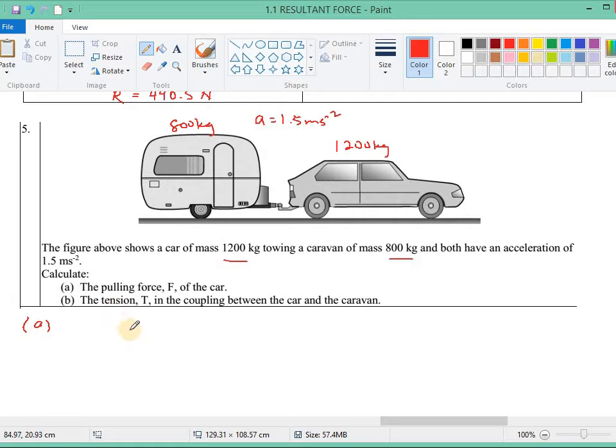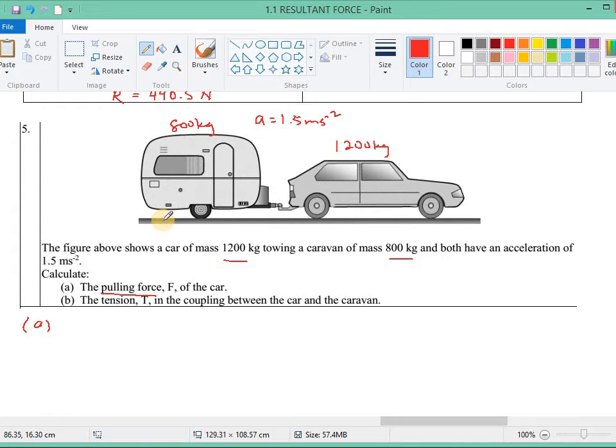Okay, pulling force. The pulling force comes from the car engine. So the pulling force from the car engine must be strong enough to pull, and this pulling force acts on both the car and also the caravan. A lot of people always mistake that the pulling force is pulling the caravan only. That is not the case. If you count like that, then it will be wrong.